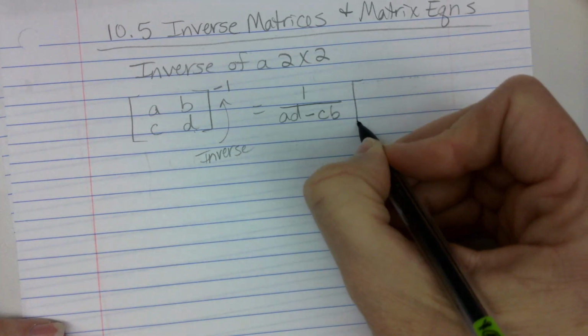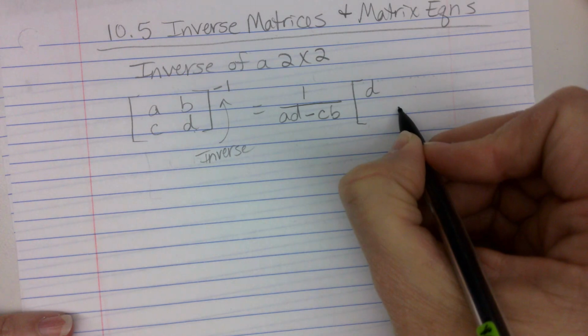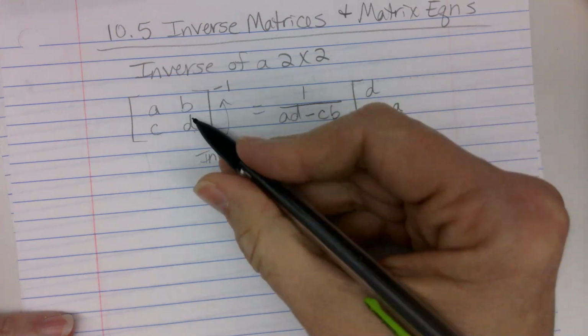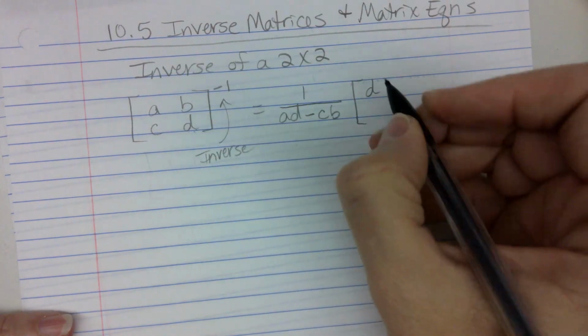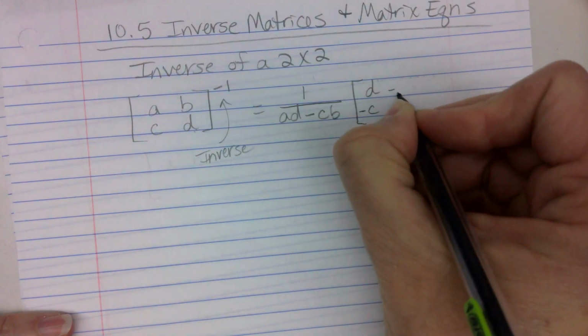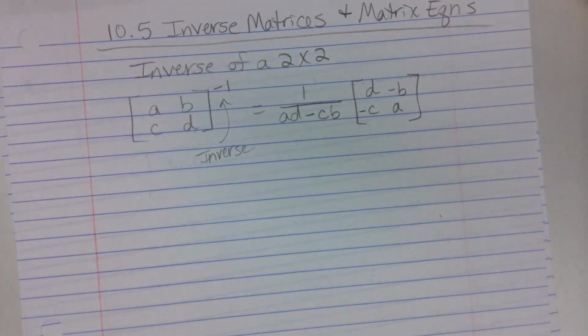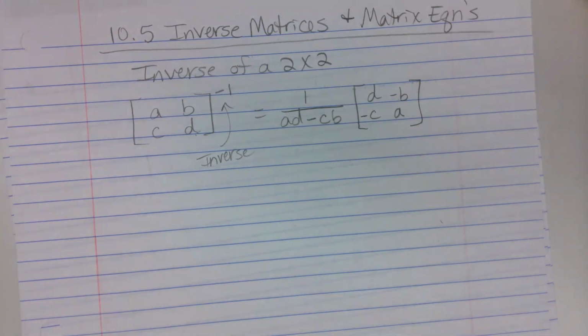And then we do this little trick. We switch the A and the D. We leave the others alone but negate them. It's just a formula for the inverse of a 2x2. And then you do the scalar multiplication, yeah.